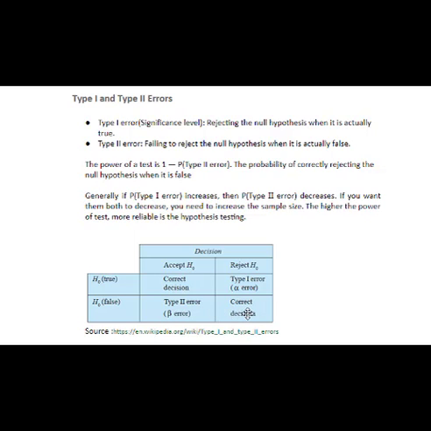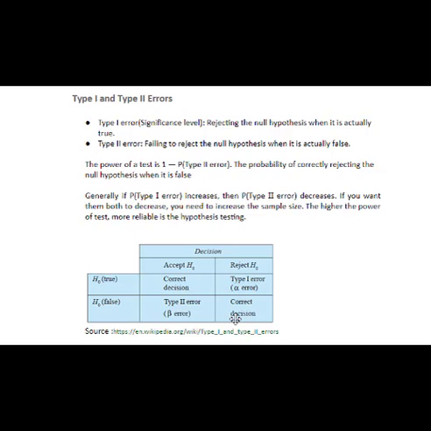So we have a table here. You can see in this table, at the top in columns we have accepting the null hypothesis and rejecting the null hypothesis, and in rows we see whether the null hypothesis is actually true or actually false. So power of test falls in this cell of the table, when we are correctly rejecting the null hypothesis when it is actually false.